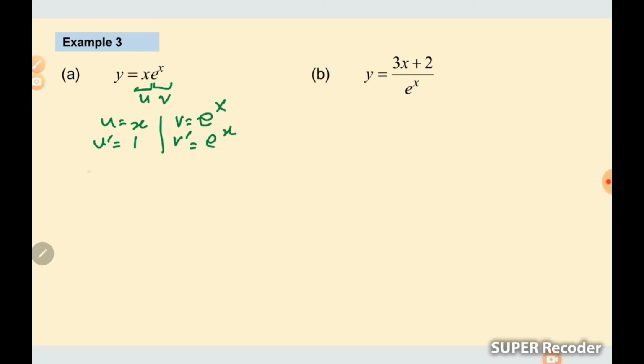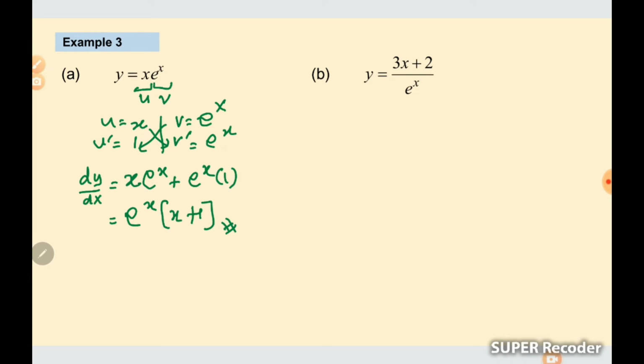Okay, so now differentiate y, dy/dx. So dy/dx equals u v prime plus v u prime. So u is x multiplied with e to the power of x, plus v, e to the power of x, multiplied with 1. So we factorize e to the power of x, then we have x plus 1.